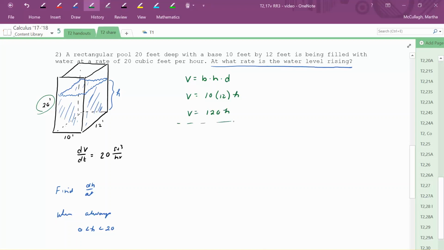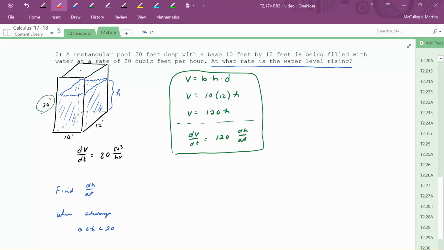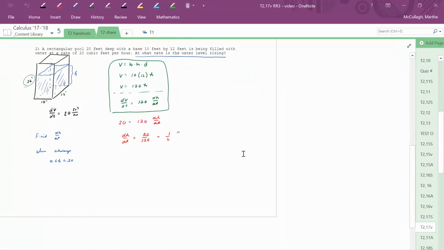We can go ahead and take our derivative here, that dV/dt is equal to 120 dH/dt. And at this point, we can go ahead and put in that dV/dt that we know to be 20. So 20 equals 120 dH/dt. So dH/dt is equal to 20 over 120, 1/6 foot per hour.